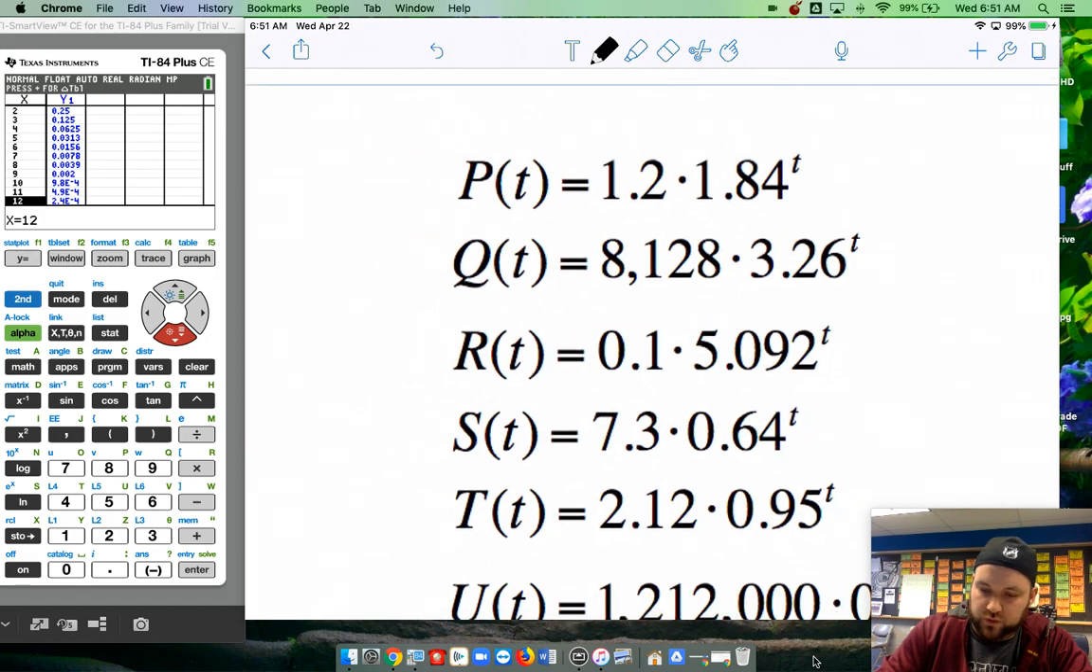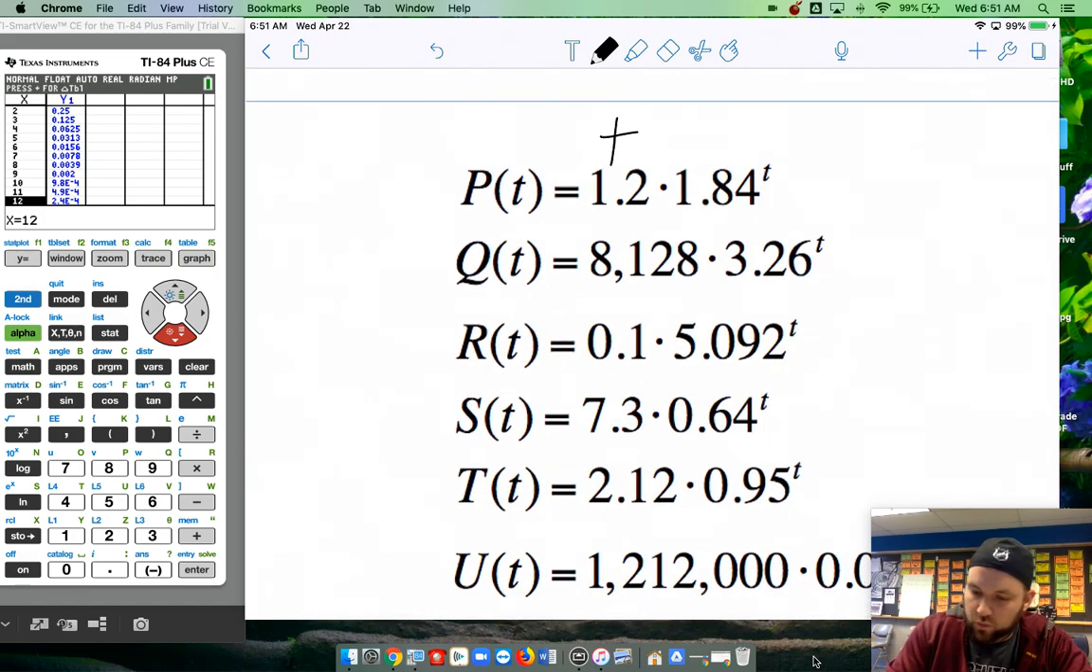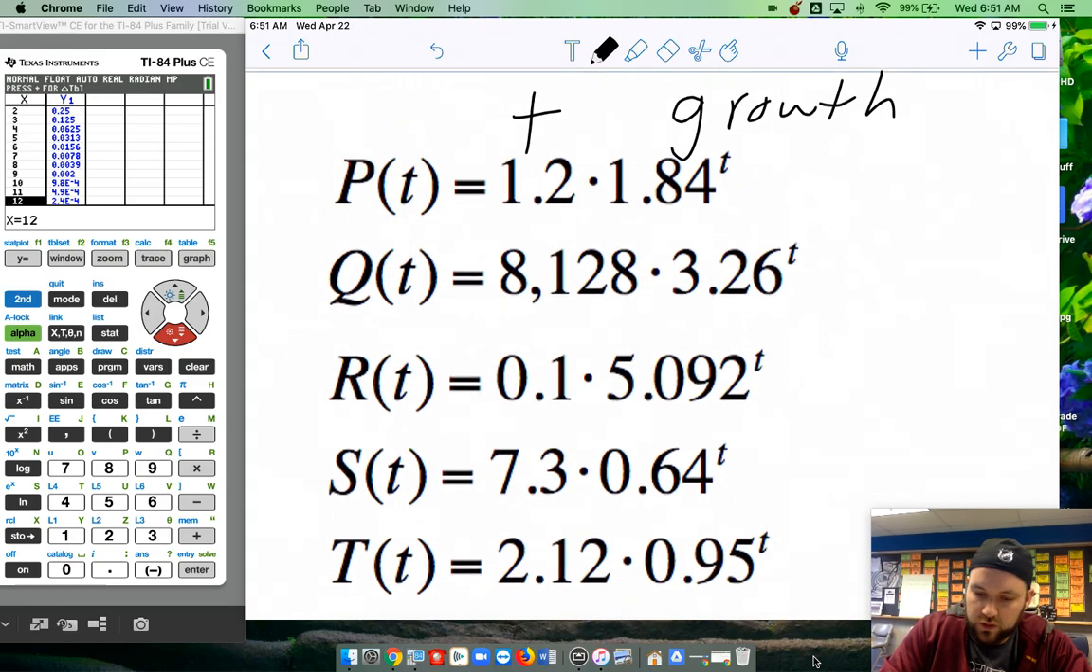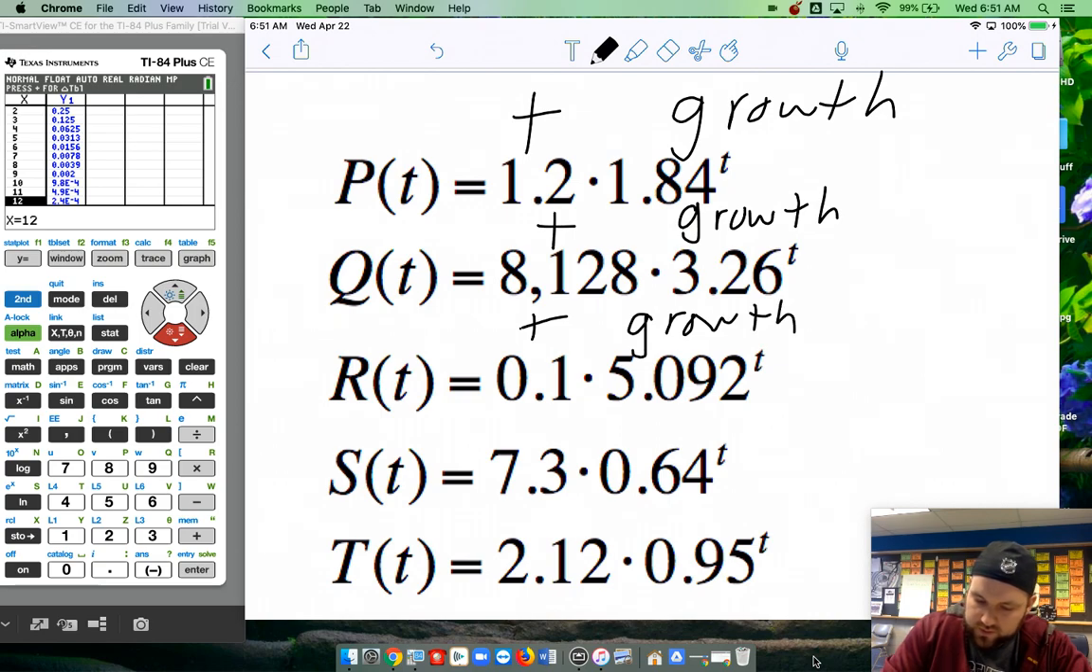All right, first one, this is positive, 1.84 is greater than 1, so that's growth. Okay, that's as simple as it is. The A value tells you positive or negative, the B value tells you growth or decay. 8,000 is definitely positive, 3.26, that's definitely bigger than 1. 0.1 is a small number, but it's still positive. 5.09 is a growth factor. 7.3, that's positive. 0.64, here's our first decay.